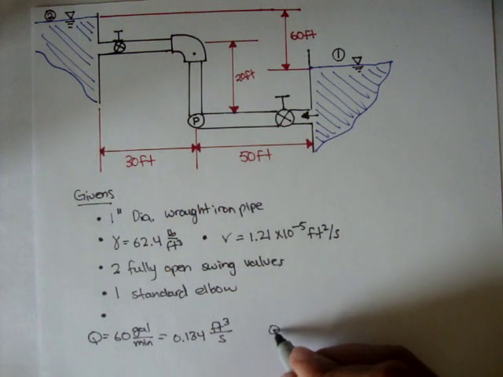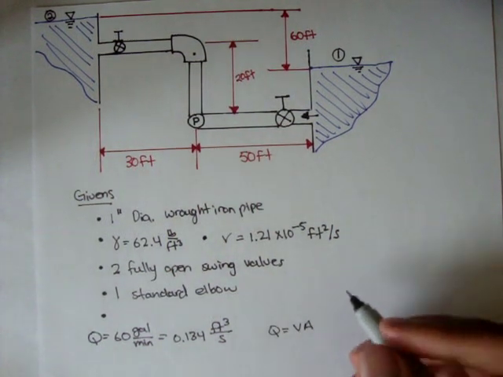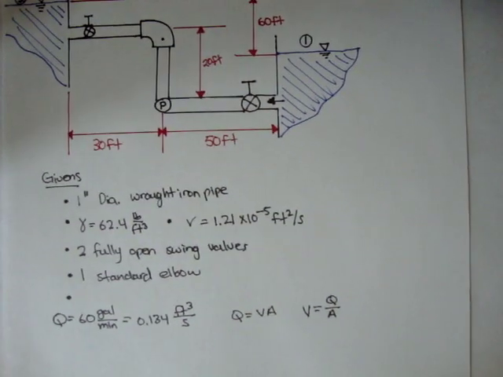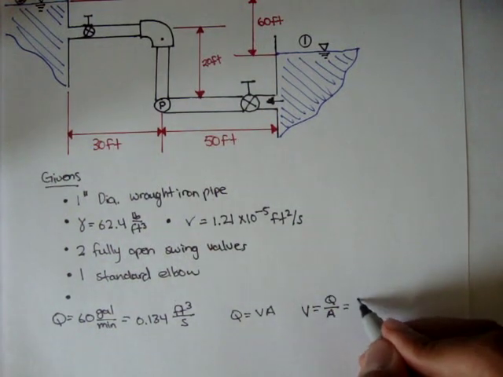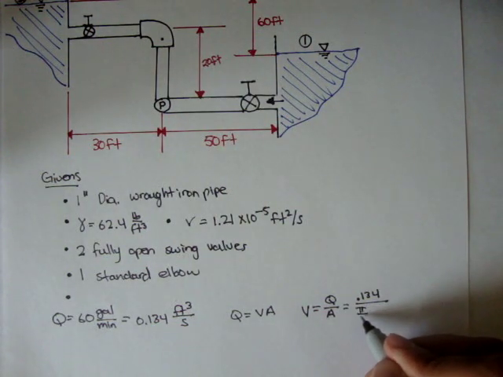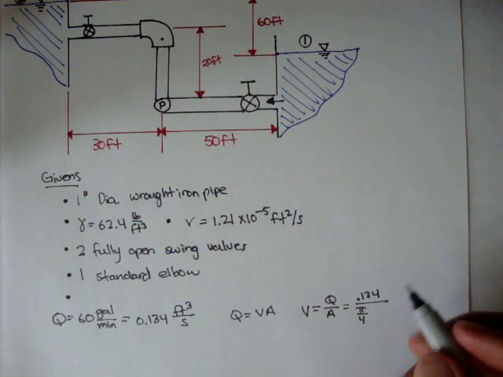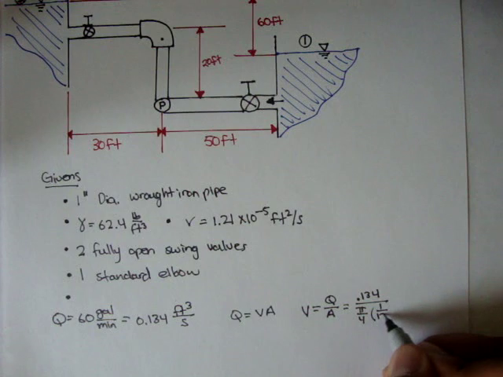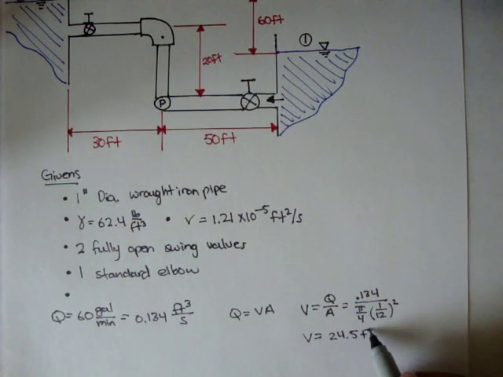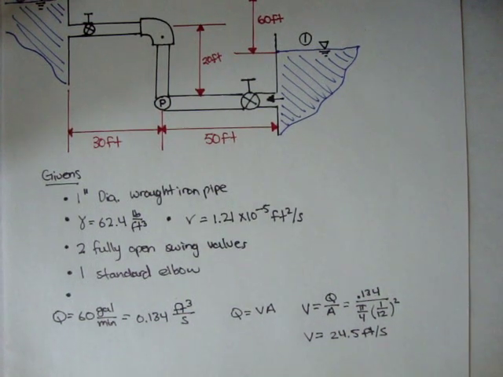And remember, if Q was equal to VA, the velocity times the area, then the velocity is going to be equal to Q divided by A. And the Q we found to be 0.134 divided by the area of the pipe. It's a circular tube, and the area is pi over 4 times the diameter squared. And remember, the pipe diameter was 1 inch, so it's going to be 1/12 of a foot, squared, right? And if we solve, the velocity is going to be 24.5 feet per second. Okay?